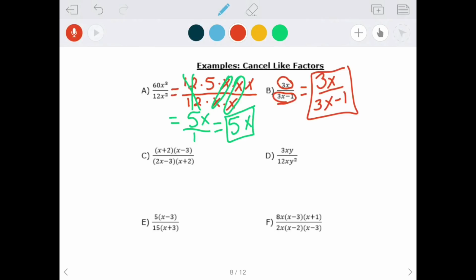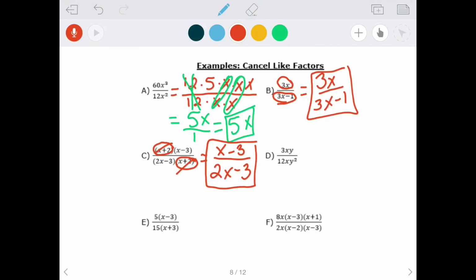Example C, we have x plus 2 times x minus 3 over 2x minus 3 times x plus 2. So again, we're canceling factors, not terms. So I have a factor here and a factor here. Both of them are x plus 2, so I can cancel these bad boys out, which leaves me with my numerator of x minus 3 and my denominator of 2x minus 3. And that is your final answer for example C.